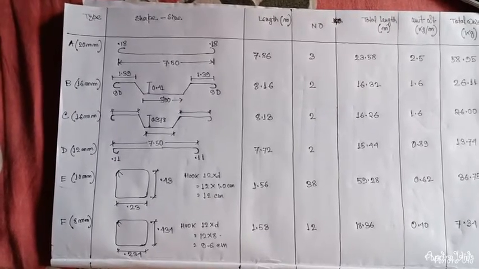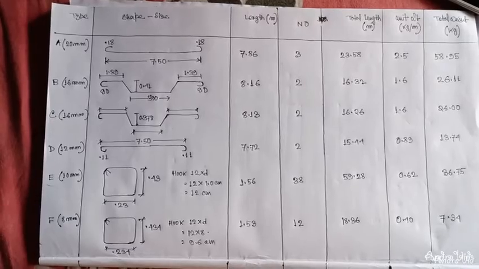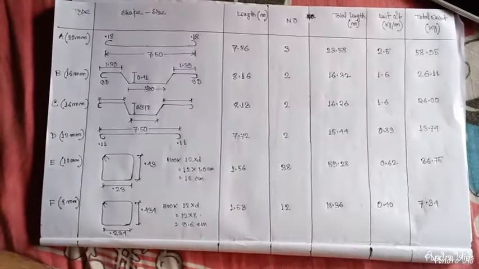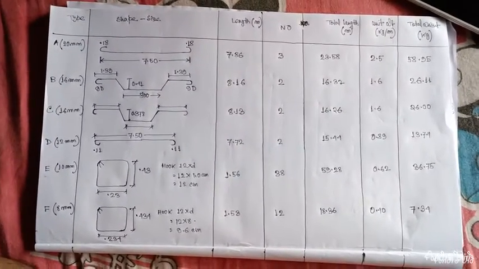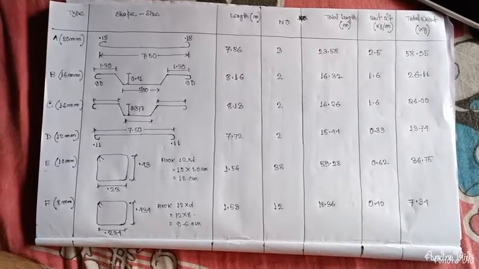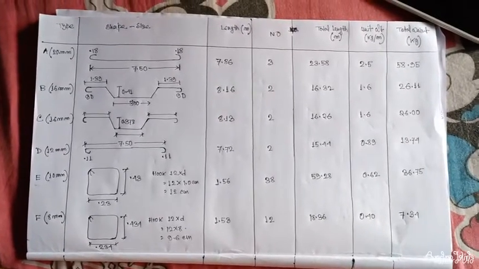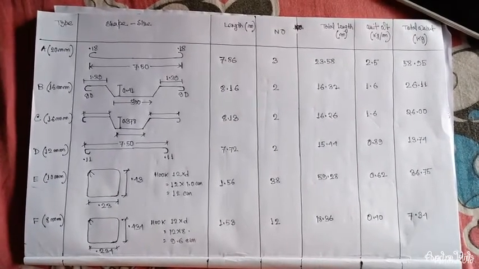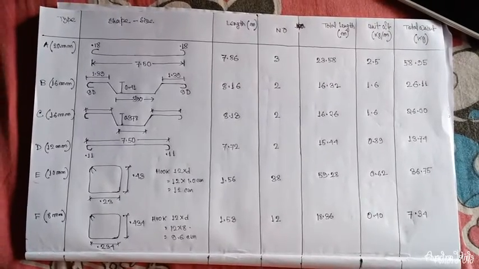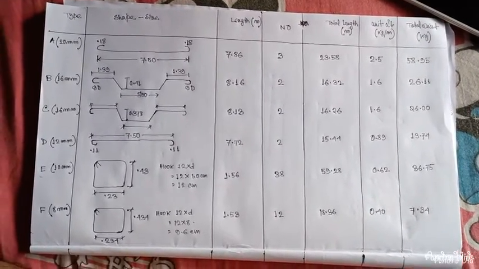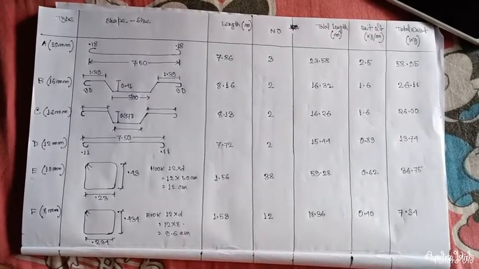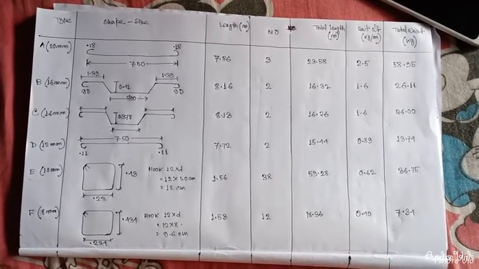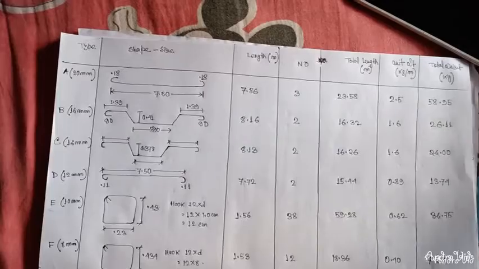So the total length is 7.86 meter. Also the number of these bars is provided in our problem in the last video, and that is 3. So total length is 3 into 7.86, so that is coming 23.58 meter. The unit weight is also provided in our last video, and that is 2.5 kg per meter. If it is not provided, then we can easily determine it by doing D squared by 162. Here D is the diameter of the bar.